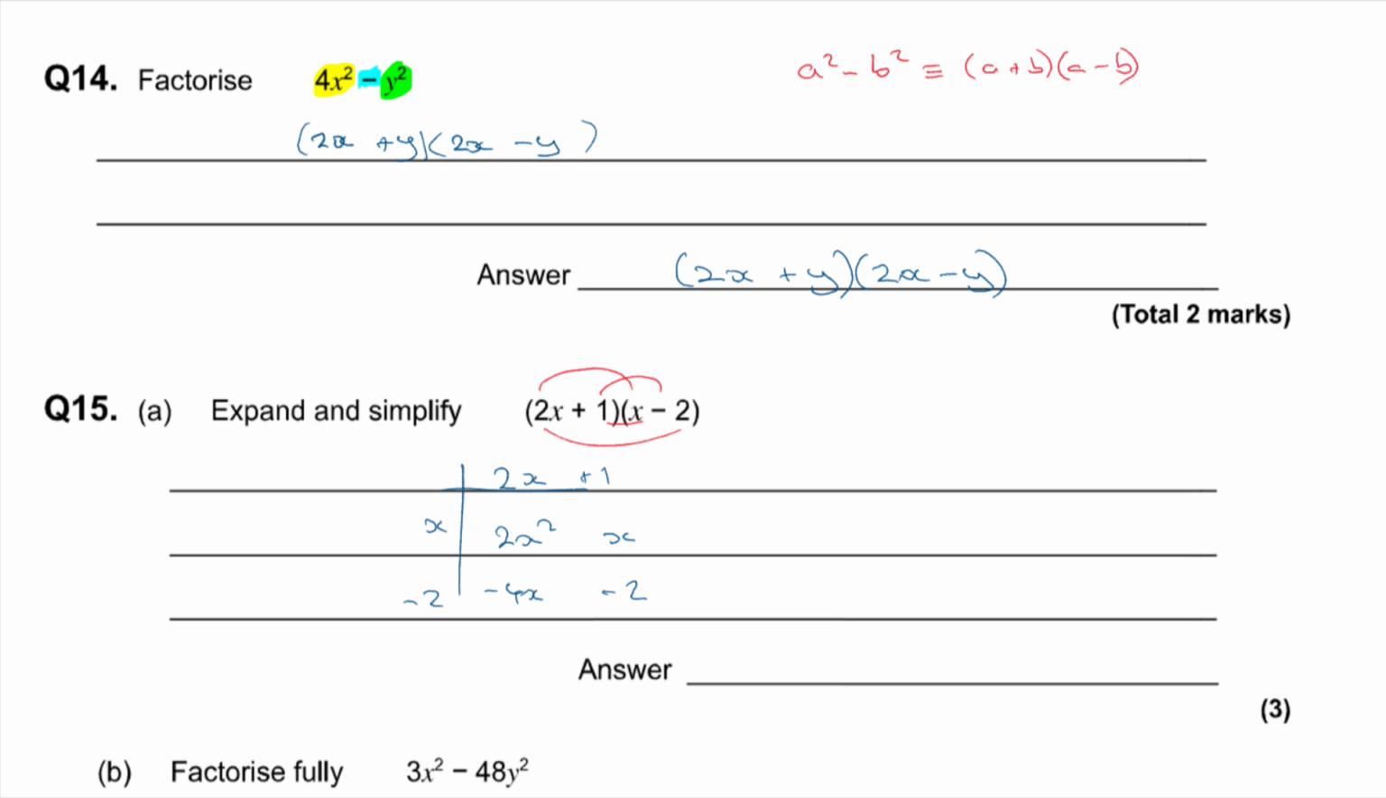Notice that you get one term which is in x squared, so this is going to be equal to 2x squared. You're going to get two terms in x along the middle here. I've got x and minus 4x. I need to add these together, so x plus minus 4x, that's minus 3x. So I'm going to get 2x squared minus 3x, and then on the end I'm going to get this number down here, minus 2. So 2x squared minus 3x minus 2.